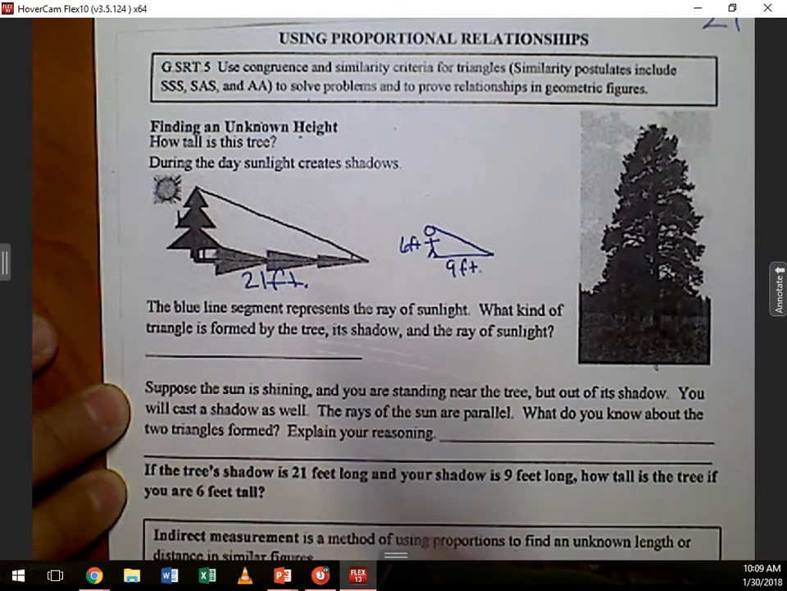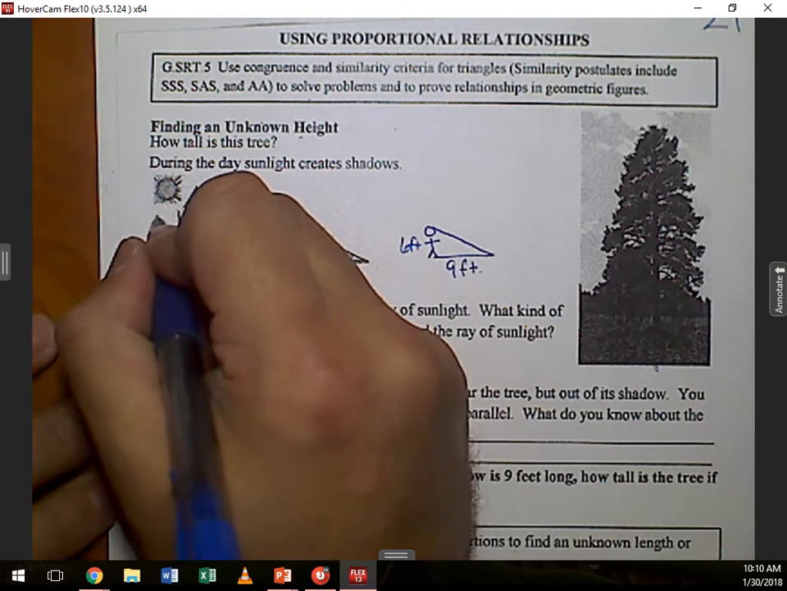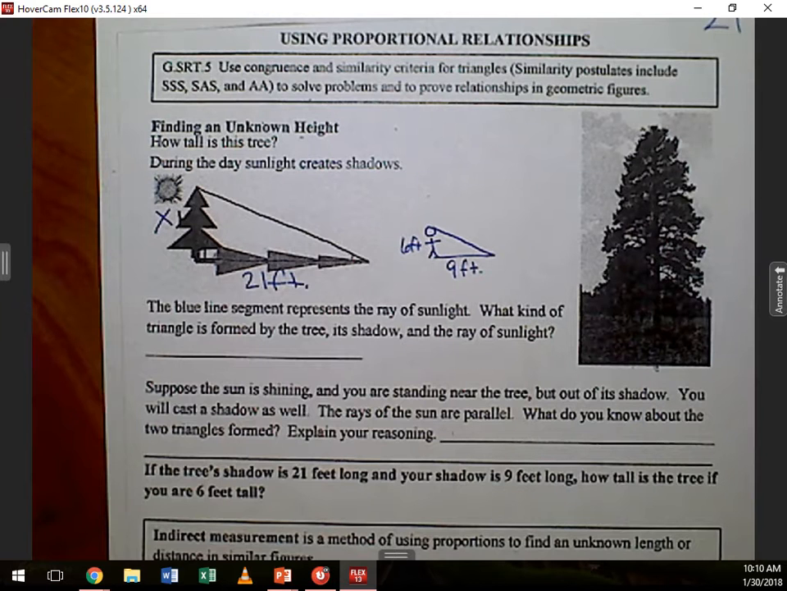So, do we know how tall the tree is? No. In math, what do I use to represent what I don't know? A variable. I'm going to call that x. So that's going to be my unknown value here.